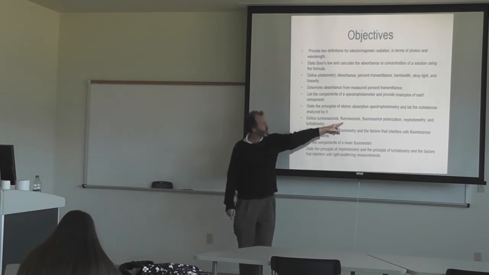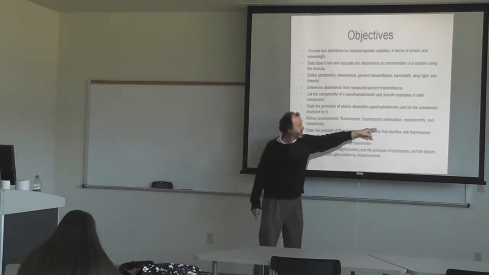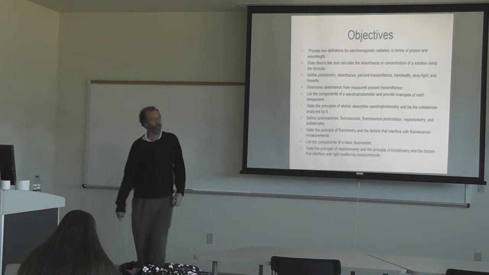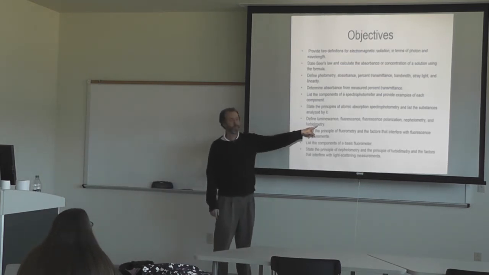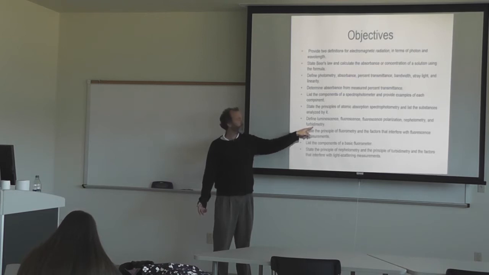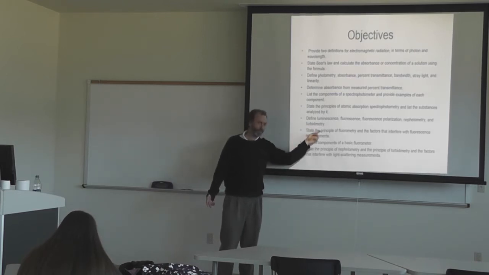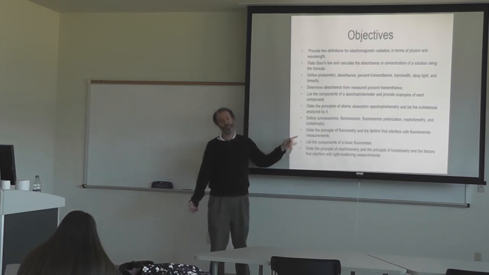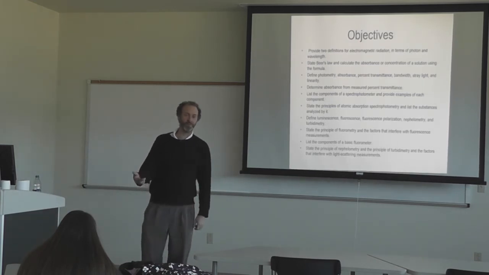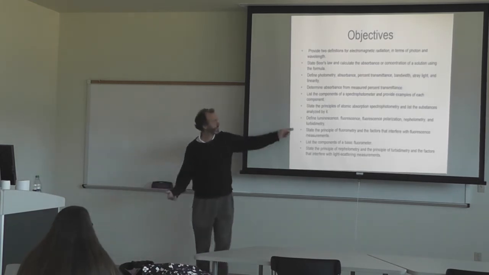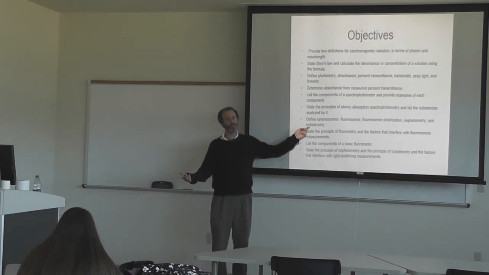Define luminescence, fluorescence, polarization, nephelometry, and turbidometry. Does anybody know any of these? Turbid is like crap floating around in it. And what does that do? It messes up your reading. No, there's assays that use turbidometry, so it doesn't mess up your reading. It messes up your absorbance reading if you're trying to measure absorbance of something, but if you're trying to measure the turbidity of a substance, it's not going to mess up your reading.